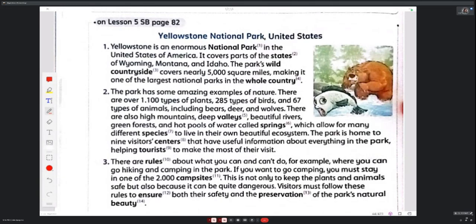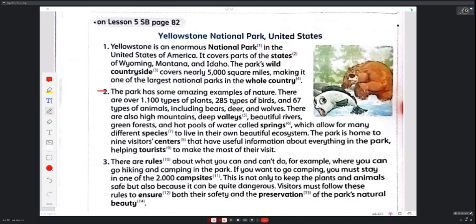Yellowstone is an enormous national park in the United States of America. It covers parts of the states of Wyoming, Montana, and Idaho. The park's wild countryside covers nearly 5,000 square miles, making it one of the largest national parks in the whole country. The park has some amazing examples of nature.